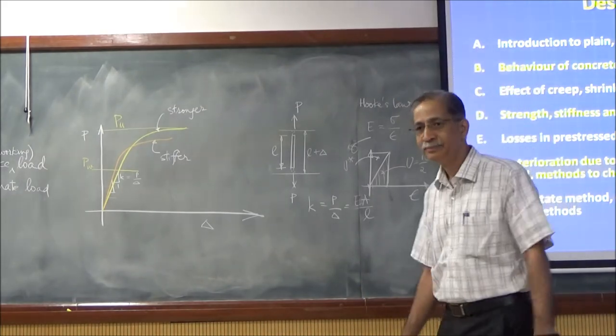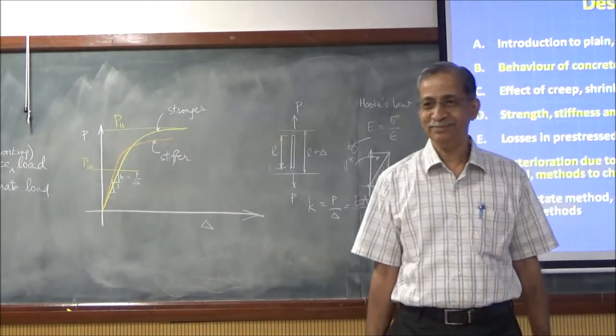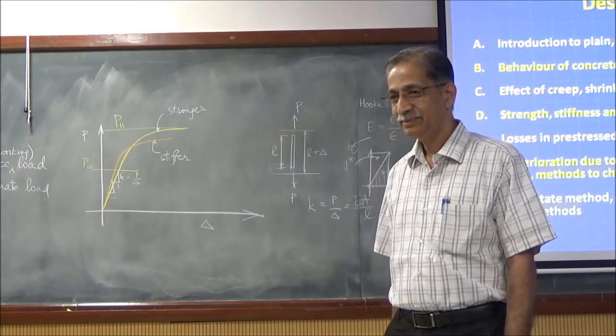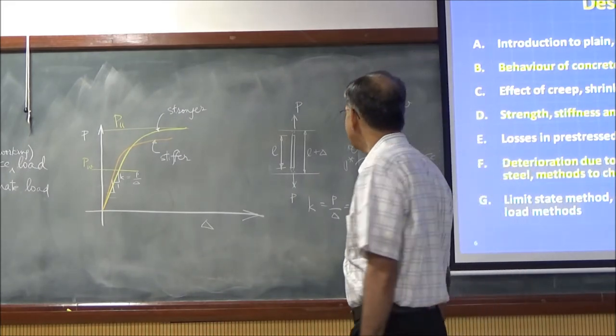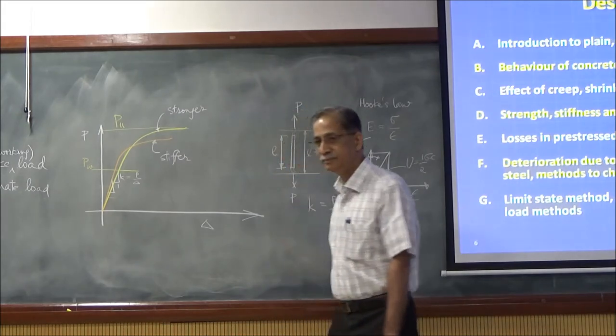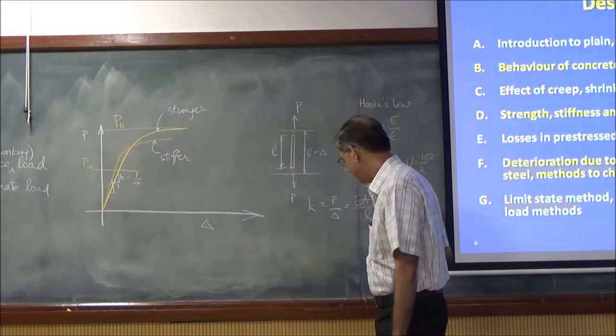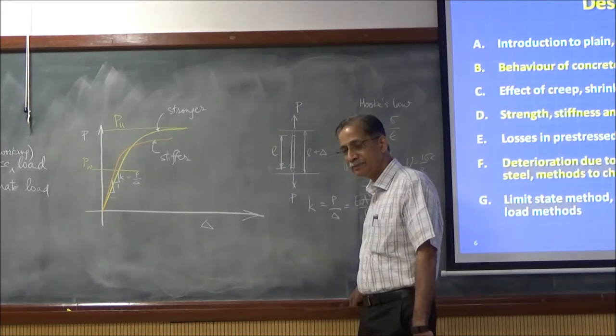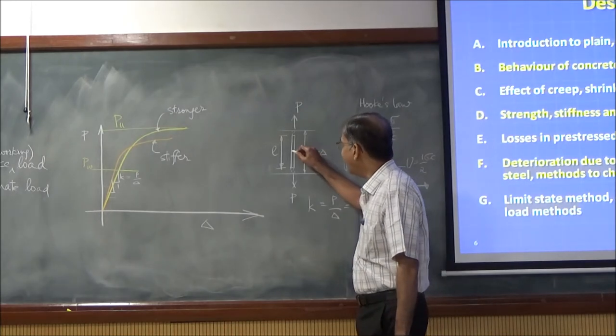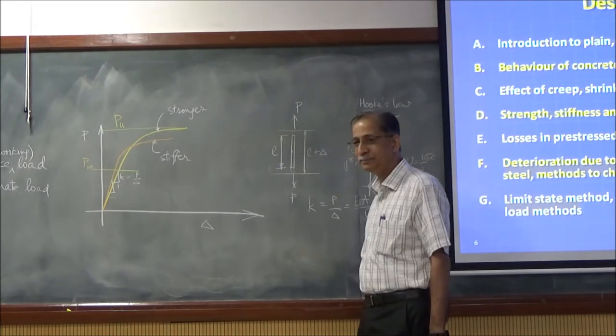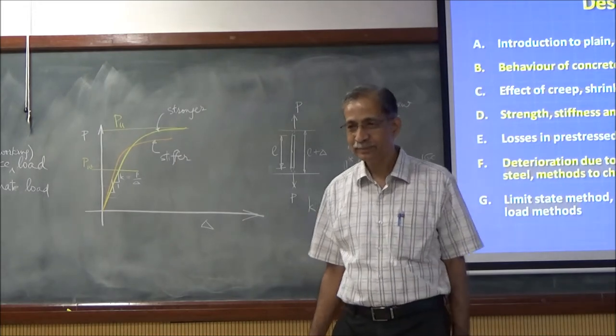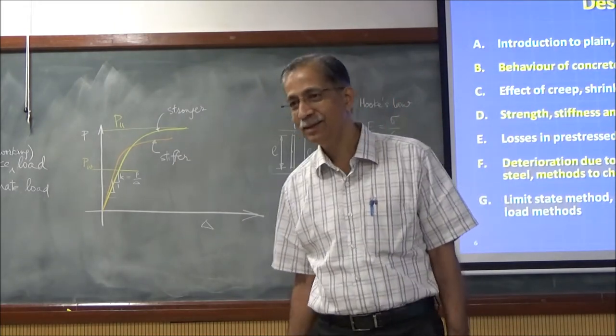Sir, I may be wrong, please correct me. Sir, you take the upper half of the specimen, whatever you have indicated. Yeah. So, the center portion is not moving. Yep. So, in the upper half, one end is not moving, another will be moved by delta by 2. Yep. Now, if you calculate stiffness, we will get D by delta by 2. Right.